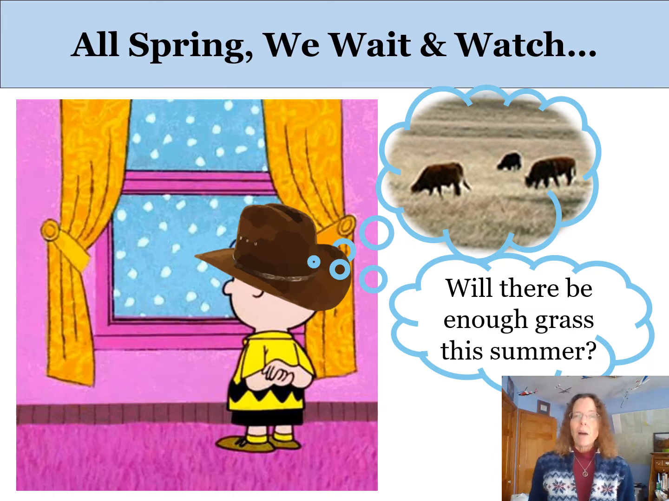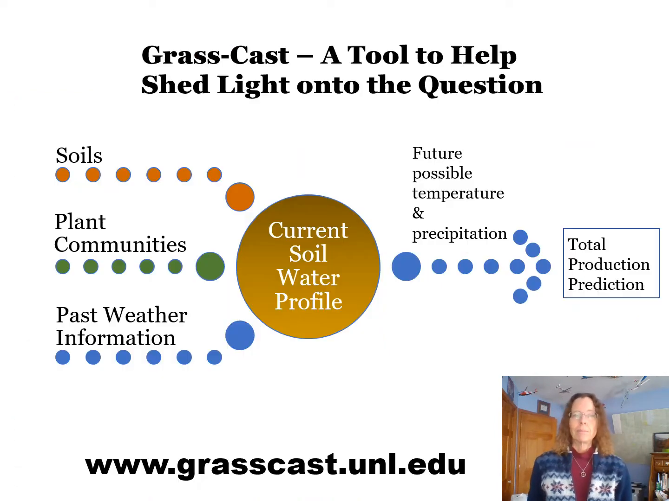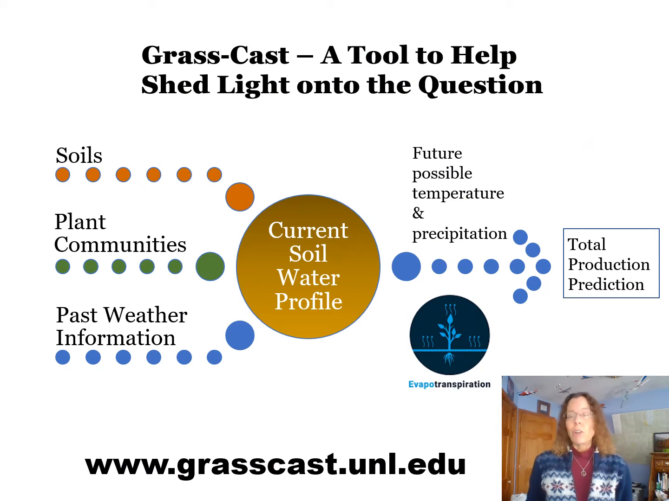Grass growth is a complex process, hinged on getting the right amount of moisture at the right time. But weather forecasting is unreliable at best, so we don't know how much moisture we're going to get until the end of the growing season. And so we're left wondering. Therefore, GrassCast was created to help see what grass production might be lying ahead in the coming growing season.